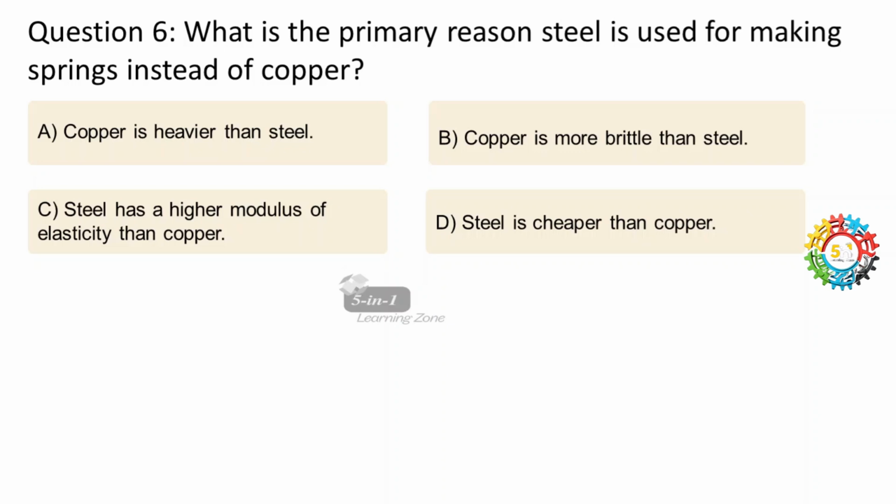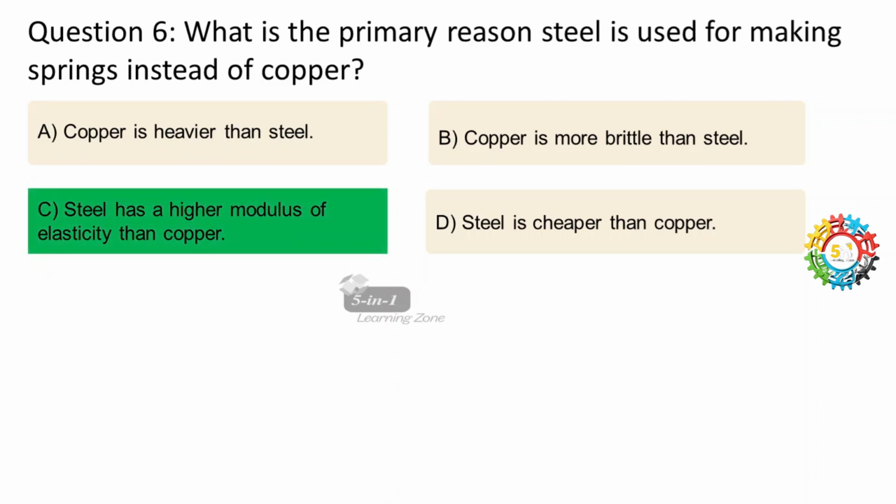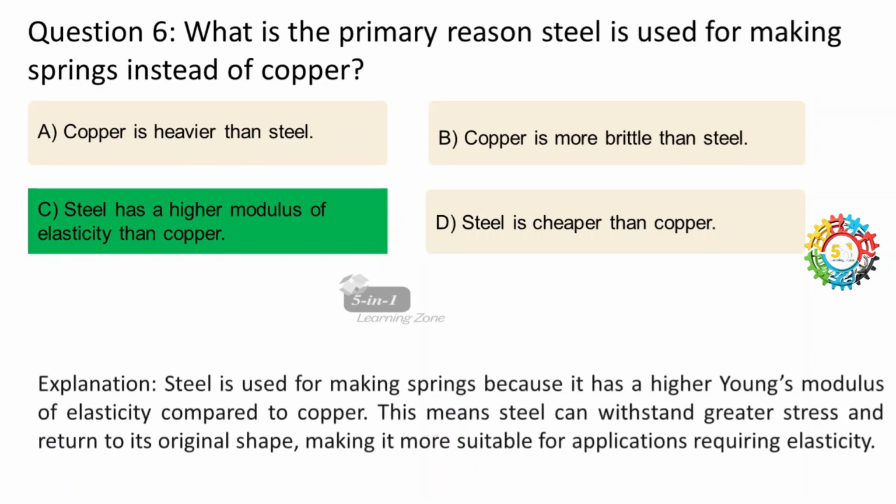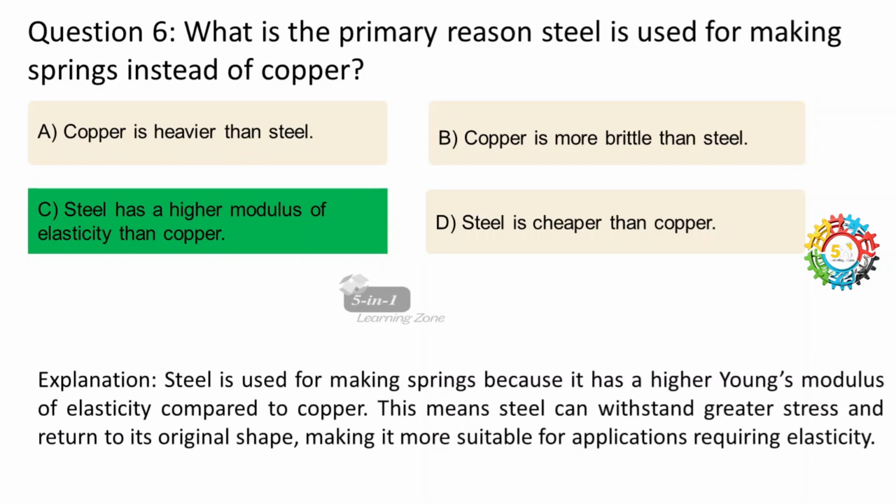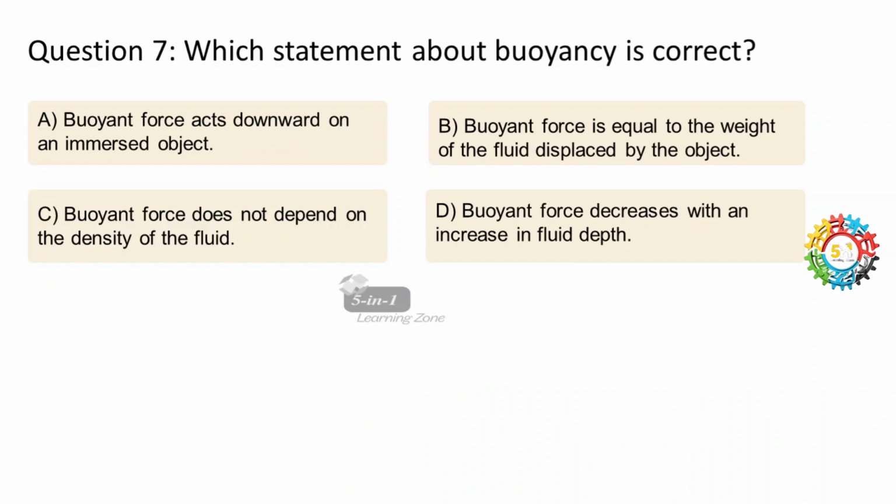6. What is the primary reason steel is used for making springs instead of copper? Answer: C. Steel has a higher modulus of elasticity than copper. Explanation: steel is used for making springs because it has a higher Young's modulus of elasticity compared to copper. This means steel can withstand greater stress and return to its original shape, making it more suitable for applications requiring elasticity.